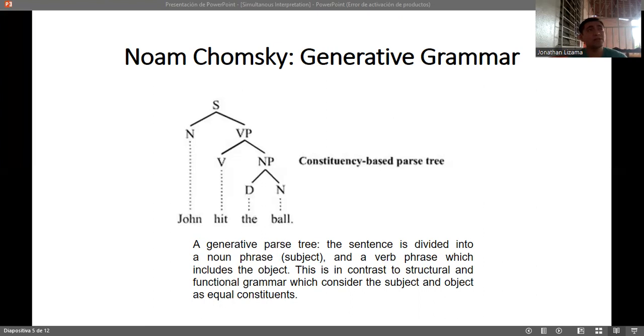Noam Chomsky says once that every person knows the order of words without going to the university or any school.